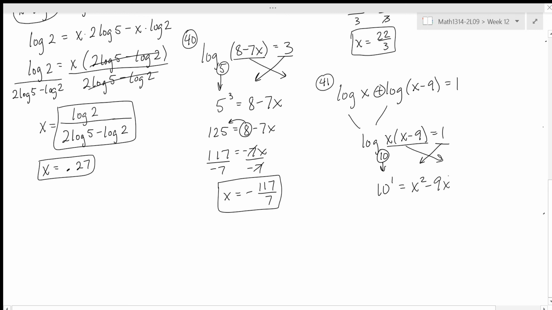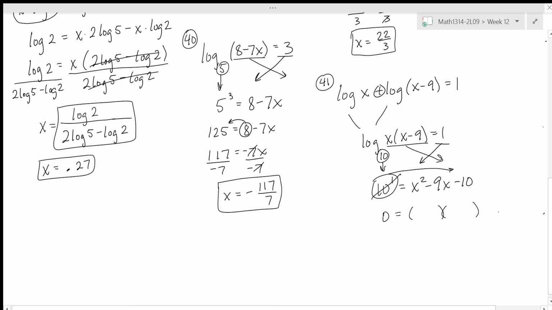Oh, and look what I did. You see what I did? I did the distributive property on the fly. Did everybody see the x squared show up? So that makes this equation quadratic, which means I have to set it equal to 0. 10 to the 1 is 10. Moving it over makes minus 10.